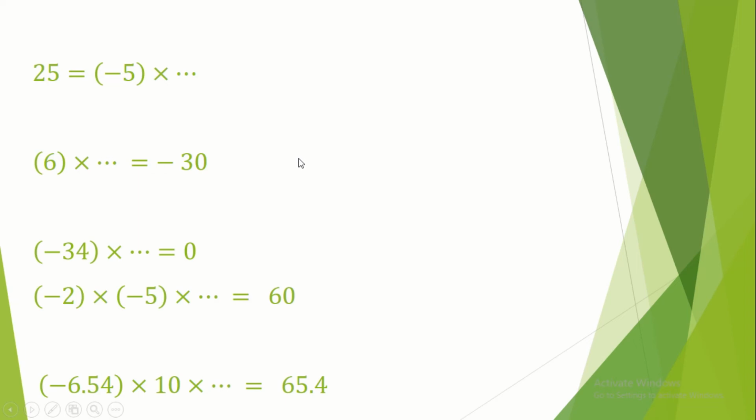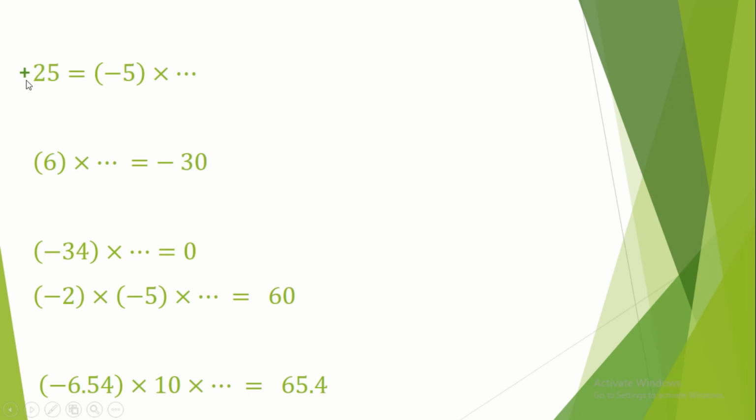Here is a trick. It's a question which is very important. Now we have the answer and we should fill the blanks. Note that here we have 25. What number should we multiply by minus 5 to give us 25? We should keep in mind the sign and the number, not only the number. Well, 25 is a plus 25. There's no sign in front of it, so it's a plus.